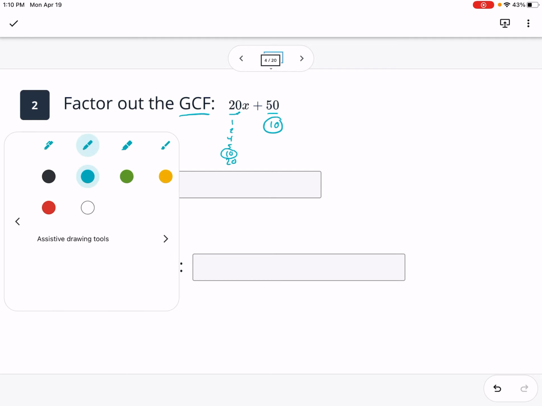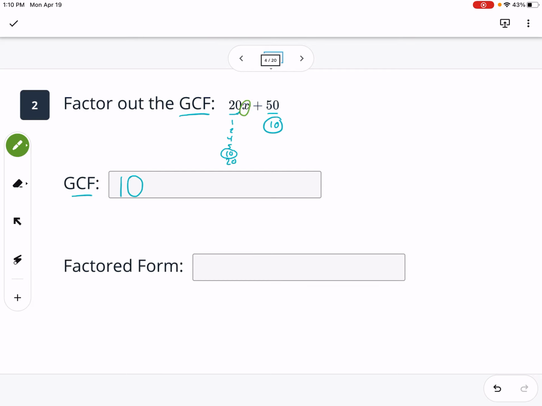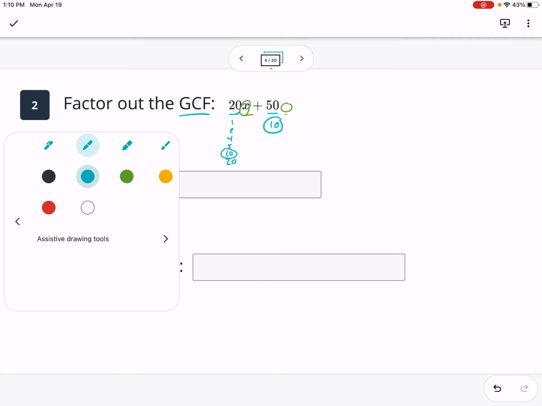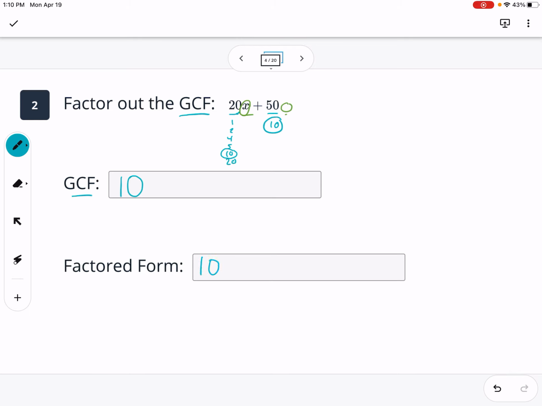And what about the variables? Because I have an x right here, but there's no x right here, so x is not a common factor. It's not a factor in both of them, so the GCF is just 10. So then for factored form, I start my process like this. I put the GCF on the outside of the parentheses, and I set up my parentheses.